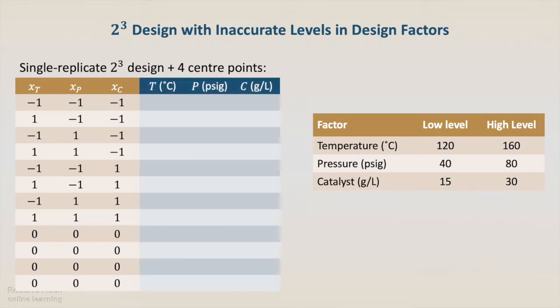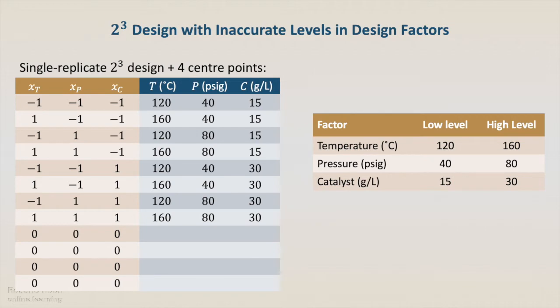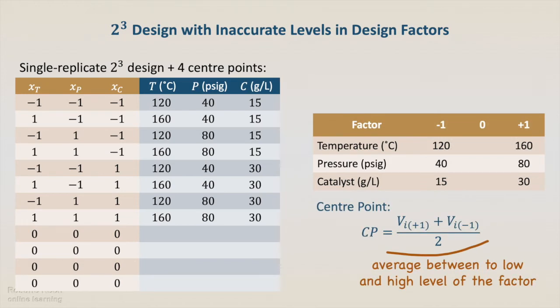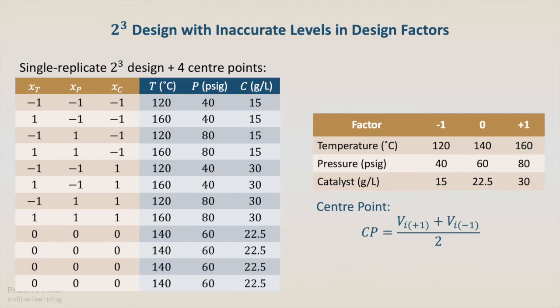The next step is to attribute the levels of the natural variables. For the regular 2^3 design, the low level of the natural variable corresponds to the coded level -1, and the high level corresponds to the coded level +1. The center point is estimated as the average between the high and low levels of the natural variables. It is 140 for the temperature, 60 for pressure, and 22.5 for the catalyst concentration. Now we have the table with all treatment combinations and are ready to run the whole experiment.